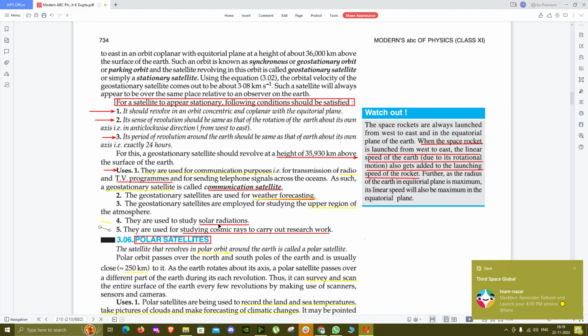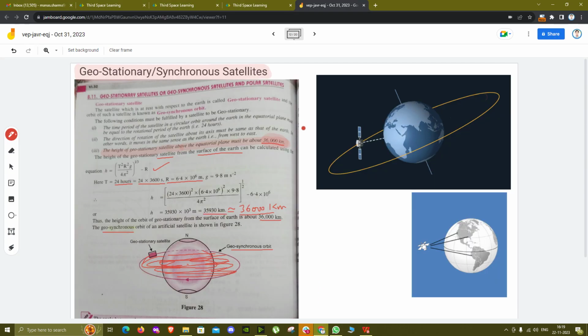And very importantly, there are two things that the scientists are using these satellites for. They are used to study solar radiations. Remember that the sun continuously releases radiations. Sometimes they are very dangerous also, but our atmosphere takes care of that, like the ozone layer. So let me give you an example. Let's say there is some solar flare from the sun. It's a very high frequency wave coming from the sun, called a solar flare.